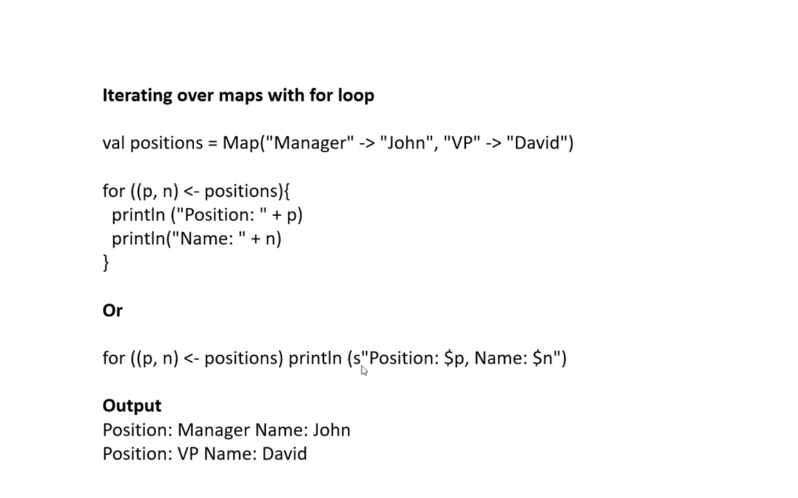The other thing to notice in this version is that we are using string interpolation in Scala. What it means is you put S and quotes, and then you put the variable names here. Instead of having two printlns, we have one here. The output is going to be this way, position manager name John. So I'm going to run this, and I'm going to show you the output from here.